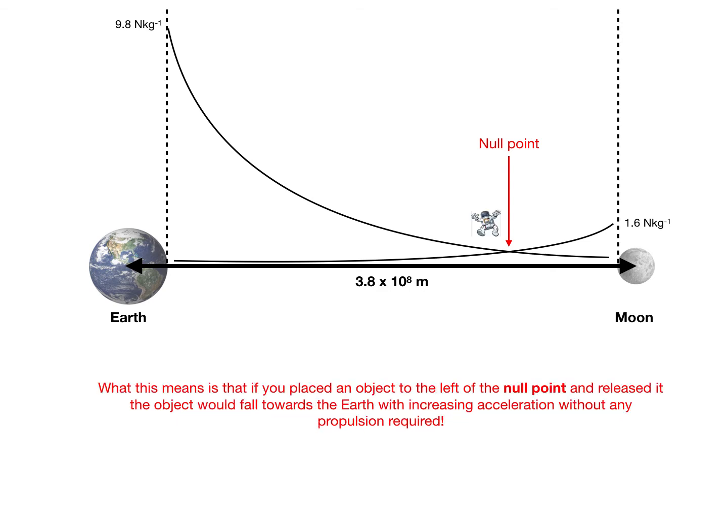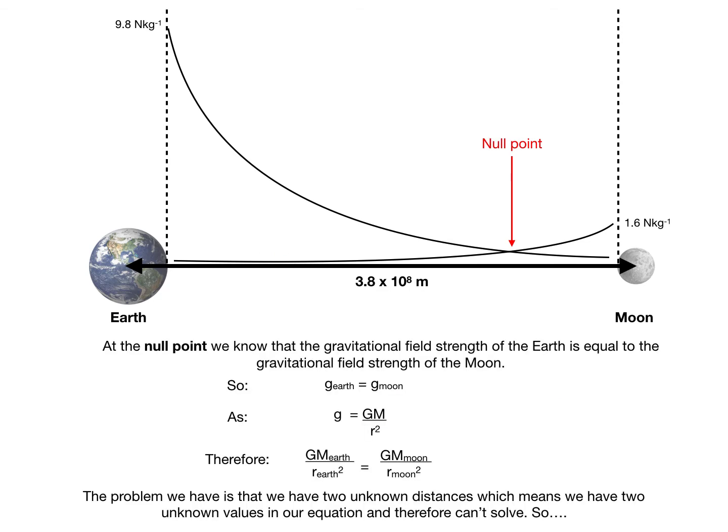Just before we move on to calculating it, if we dropped an astronaut just on the Earth side of this null point and released them, they would accelerate towards the center of the Earth. So if you were just on the left of the null point, you would need no propulsion at all to get back to Earth. Of course, if we just dropped you out there and released you, you would come crashing to Earth very, very quickly. But that's a whole different issue. So let's go about solving this.